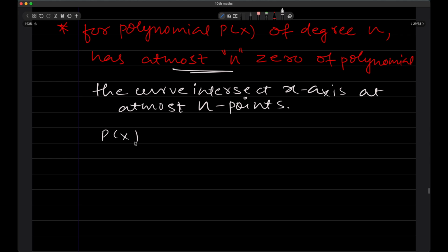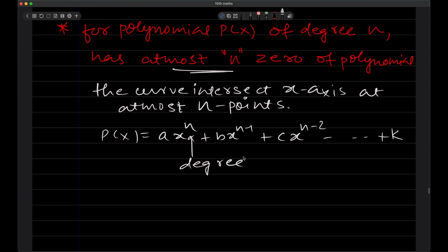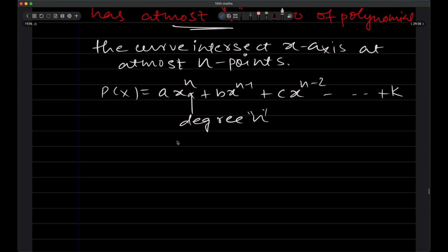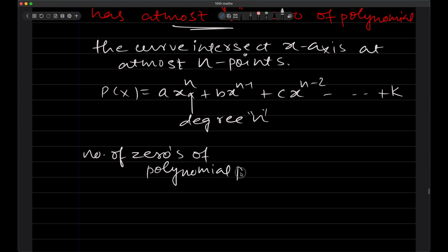If we write that p of x equals ax raised to n plus bx raised to n minus 1 plus cx raised to n minus 2 up to k, it has degree n. So the number of zeros of the polynomial possible are 0, 1, 2, 3 up to n.